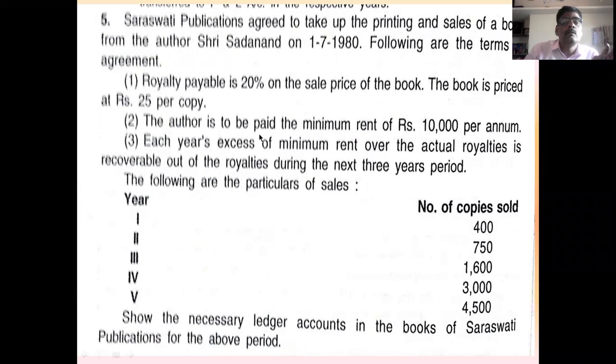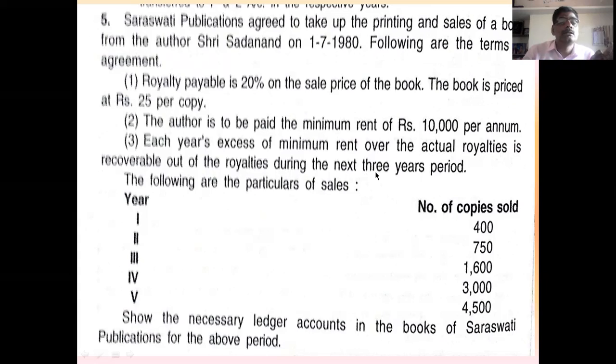And the second point, the minimum rent to be paid is rupees 10,000 per annum. Minimum rent is 10,000. Second point clear. And the third point is that the excess of minimum rent over actual royalty is recoverable. Excess of minimum rent over royalty is nothing but short working. That is recoverable out of royalties of the next 3 years.